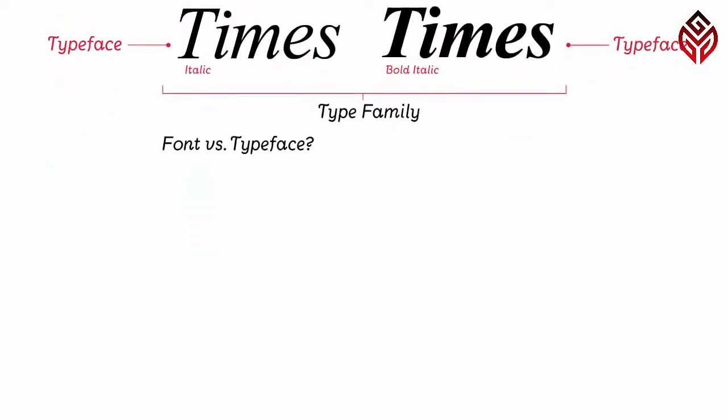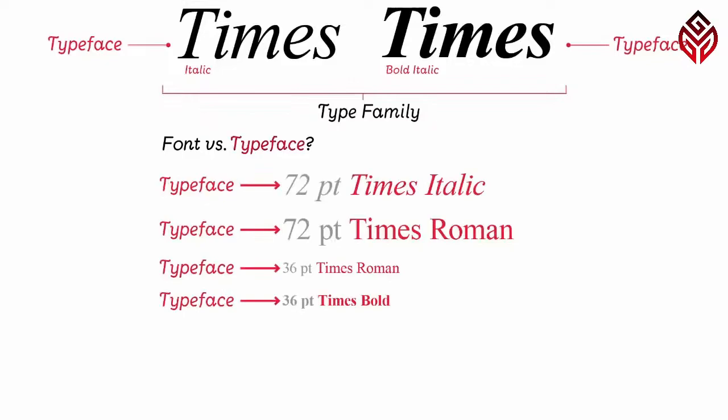A typeface is what we've already looked at. So that's one style within a type family. So here we can see Times Italic is a typeface, Times Roman is a typeface, Times Bold is a typeface. And it doesn't matter what size you set that typeface in, it's still going to be the same typeface, Times Roman. When used correctly, the term font actually applies to both the typeface and the size that it's set in. So for instance, 72 point Times Roman would be a totally different font than 36 point Times Roman, even though they would be the same typeface.